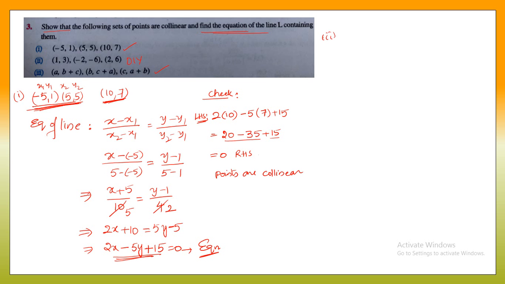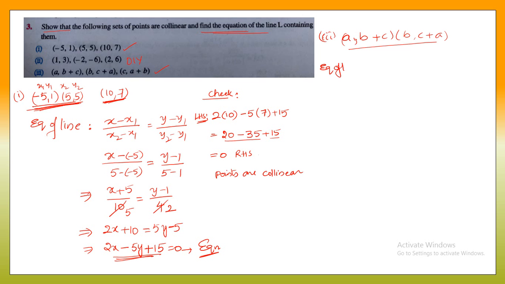So question number 2, you do it yourself, since it is a numerical problem. Now the third bit I am going to explain because it is in alphabets. So first I am going to consider the first 2 points, (a, b plus c) and (b, c plus a). Using these 2 points I am going to find the line equation. We already know the formula.